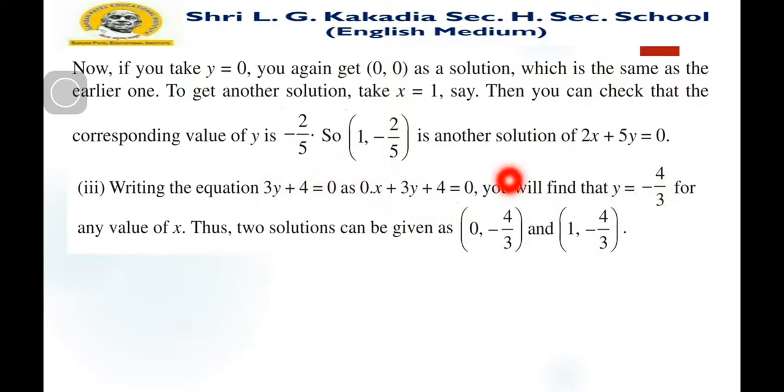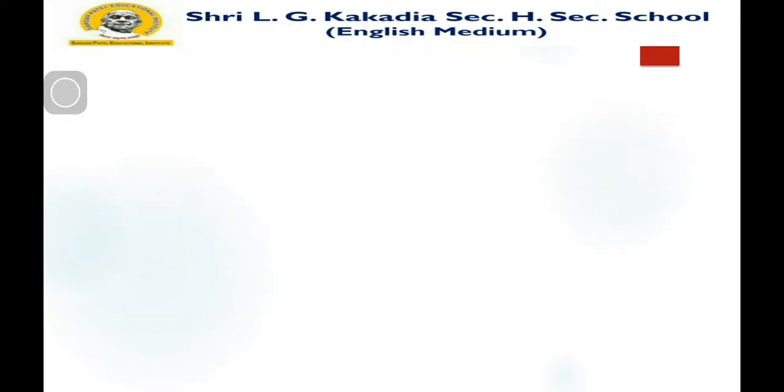From this equation, y is equal to minus 4 by 3 for any value of x, because here x is multiplied with 0. If you put any value of x, then this term will be 0, and every time you get y is equal to minus 4 by 3. Whatever value of x you put, you get the same value of y.